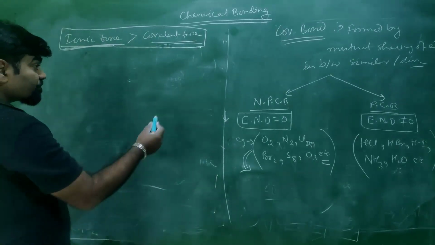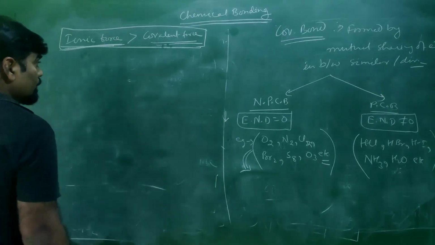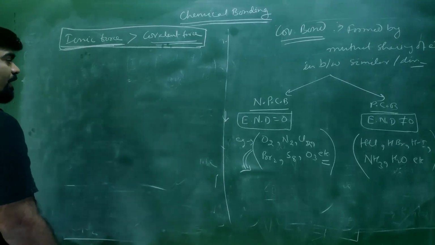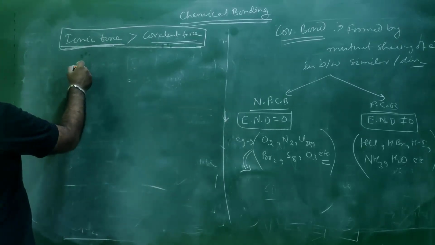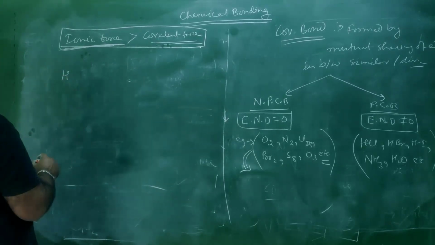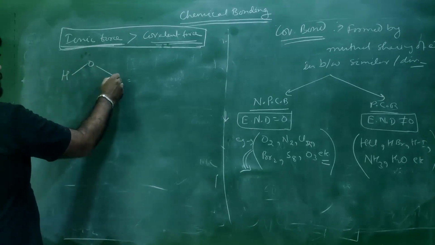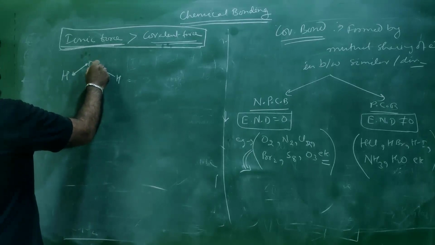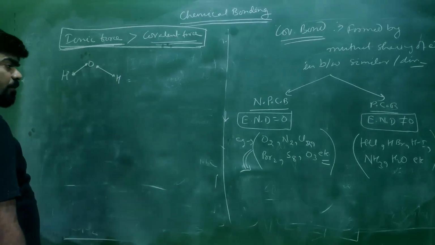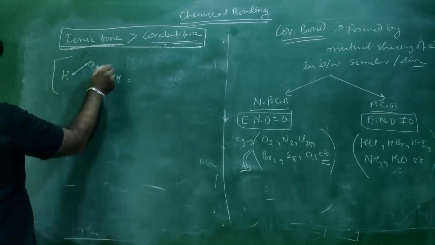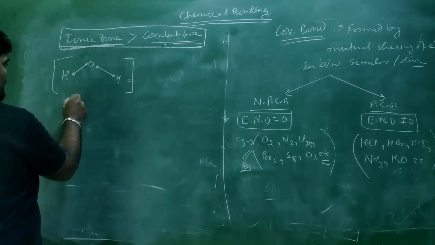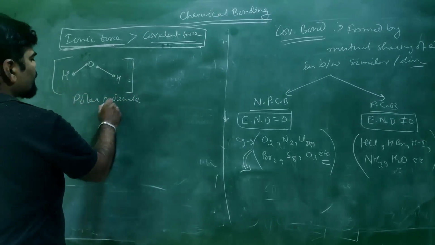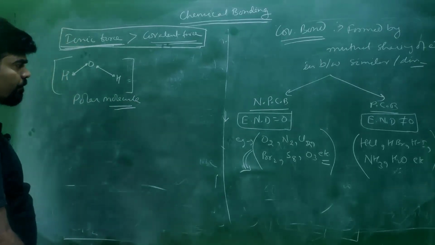Now, this covalent bond which is divided into non-polar and polar can be explained like this: suppose there is hydrogen, oxygen, hydrogen. This bond is polar, therefore the H2O molecule is called a polar molecule.